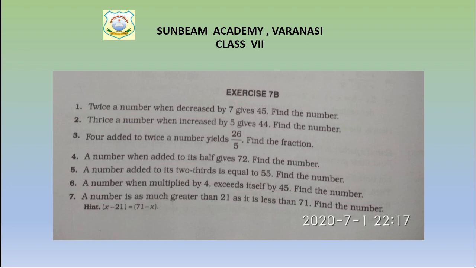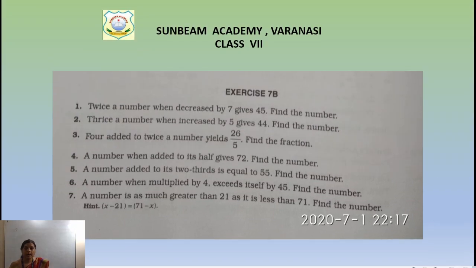Now children, I will erase that question from my board and write question number 3. You also do it in your notebook. The question is: 4 added to twice a number yields 26 by 5.